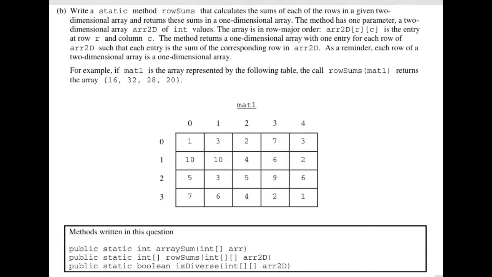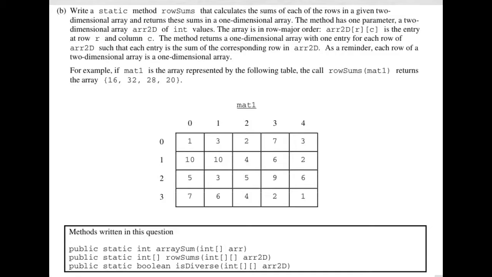We already knew this. As a reminder, each row of a two-dimensional array is a one-dimensional array, and that's if you do it in row major order. If you did it in column major order, then each column would be a one-dimensional array. So it's just how you think about it, or how you build it. And this says row major order. This is actually a good hint. I'm going to use this. Each row of a two-dimensional array is a one-dimensional array.